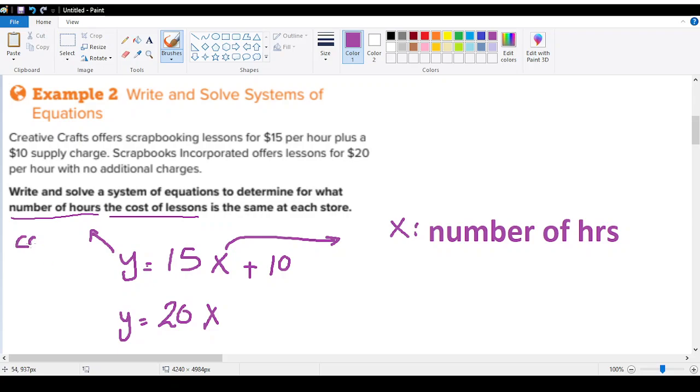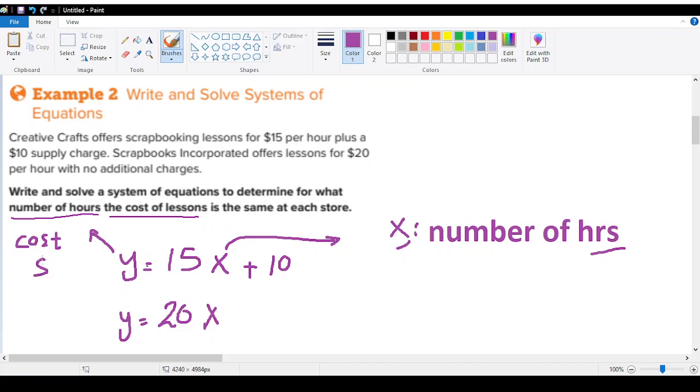What is the unit of the cost? Not y, the unit, Shamsa. We measure the cost with what? X, we measure it with hours. Cost, we measure it with dollars.